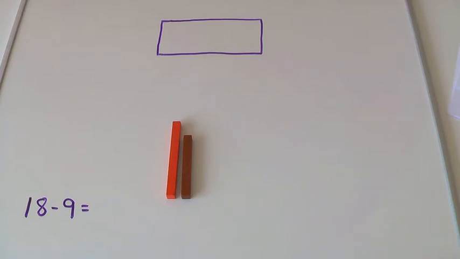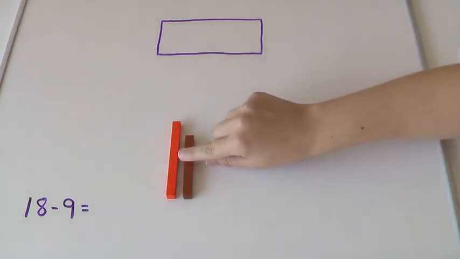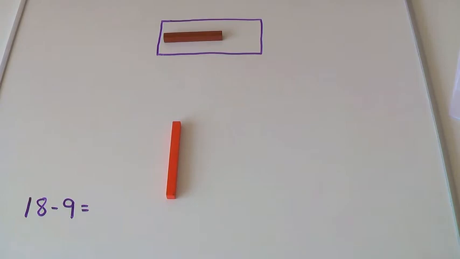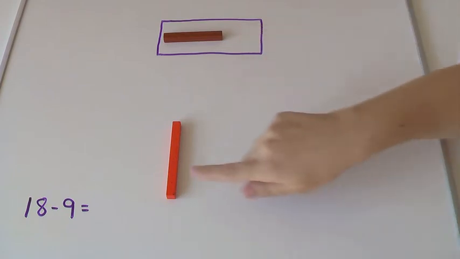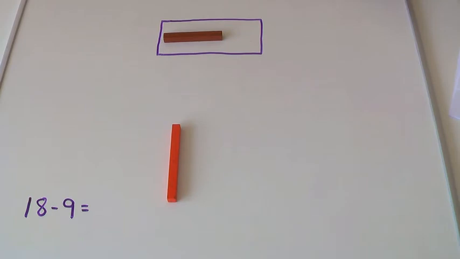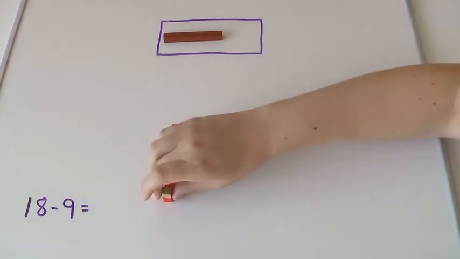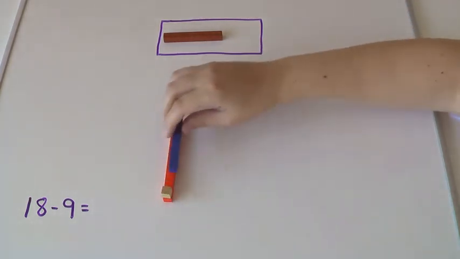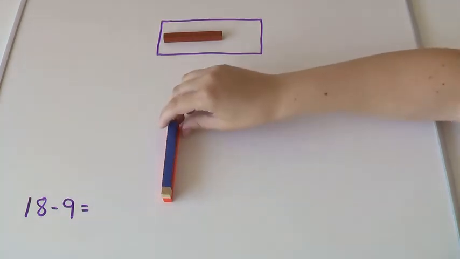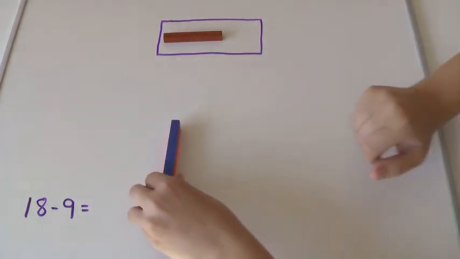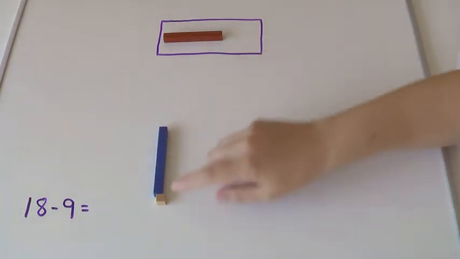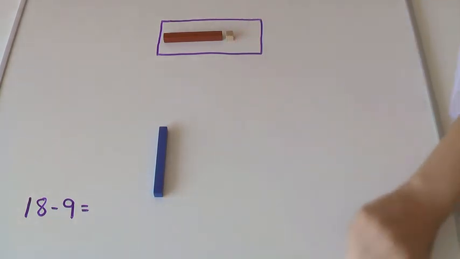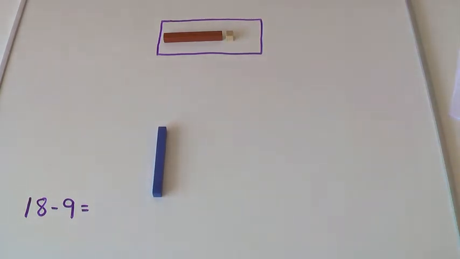So 18 minus 9. First thing I'm going to do is take away 8 and put that in my box. So I've taken away 8, but I want 9 in my box. So how much more do I need? I need 1 more. So I am going to trade my 10 for a 1 and whatever else makes up 10, and that is 9. Okay, so I'll trade that. I still have 10 here. Now I can take one more away and put it in my box. 10 minus 1 is 9, so that's the answer.